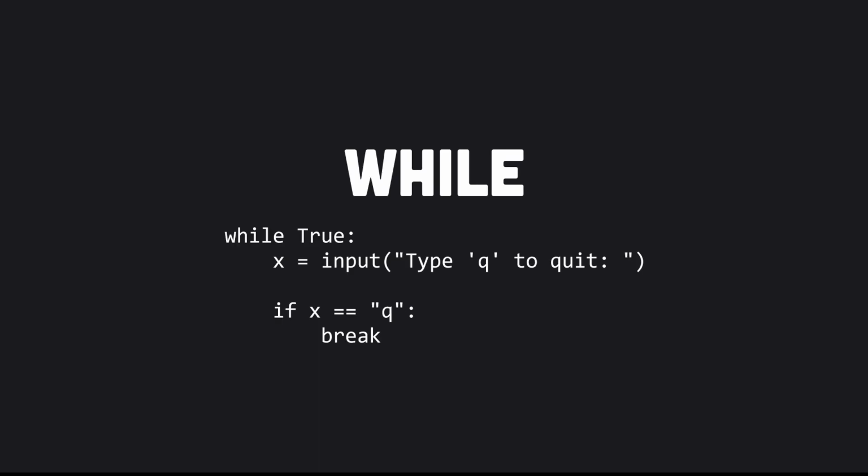Now let us move on to while loops. A while loop allows you to repeat code as long as a condition is true. This is useful when you do not know in advance how many times the loop should run. For example, you can keep asking the user for input until they decide to stop.